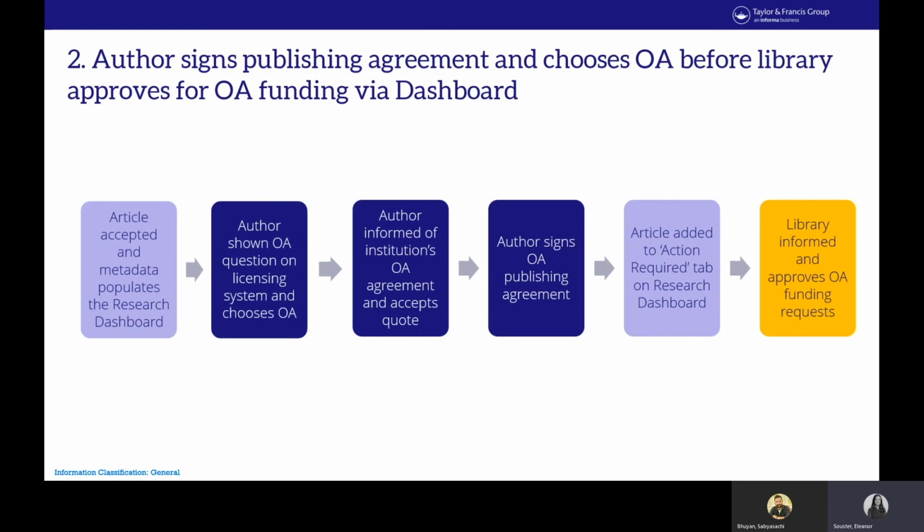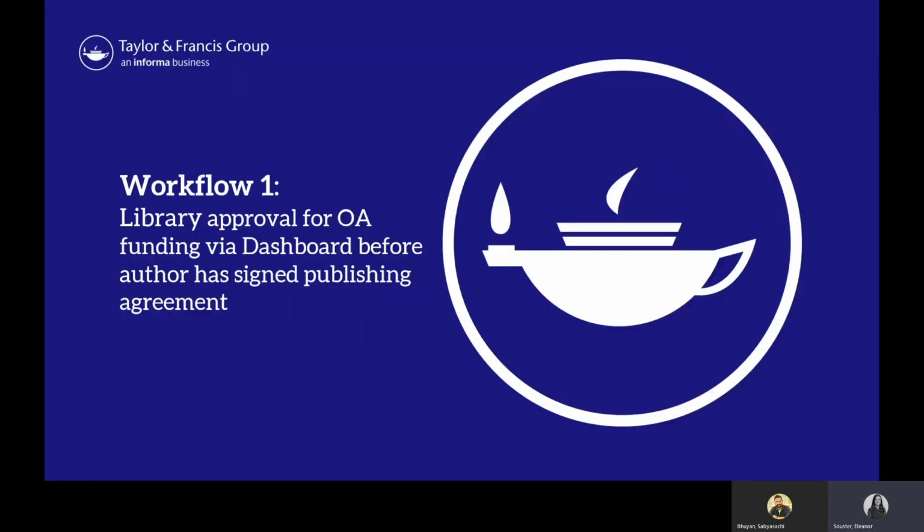So if I go back to workflow one now, those are the two high level overviews. Workflow one here, in a little bit more detail, as I said, was the library approval for open access funding via the dashboard before the author has signed the publishing agreement, so the smoothest workflow. On acceptance of the article, the author will receive this email, which lets them know about the agreement in place.